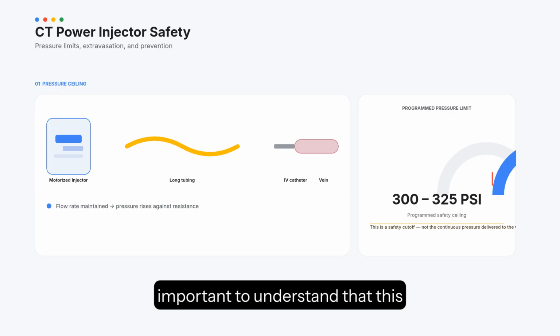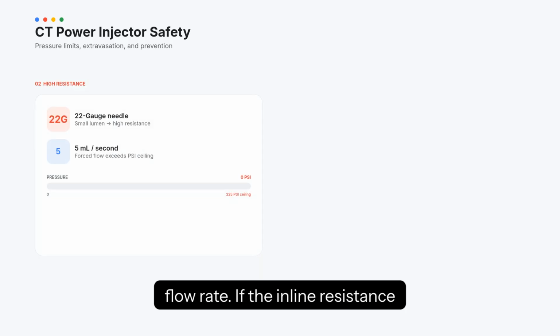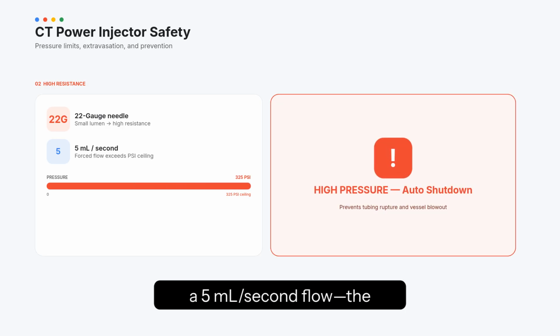It's important to understand that this PSI limit is a safety ceiling, not the continuous pressure pushed into the patient's vein. The injector calculates the pressure required to maintain your set flow rate. If the inline resistance exceeds that 300 PSI ceiling, say because a 22-gauge needle is being forced to accept a 5 ml/second flow, the machine shuts down with a high-pressure limit alarm to prevent tubing rupture or vessel blowouts.